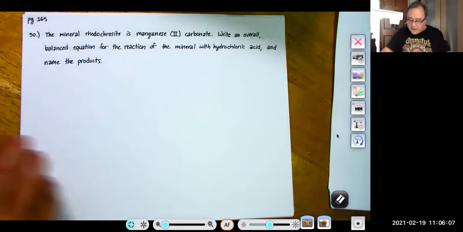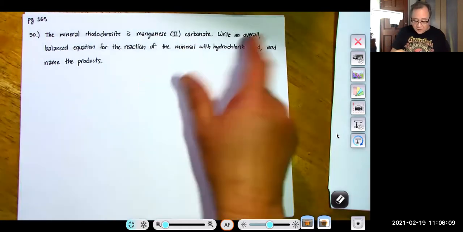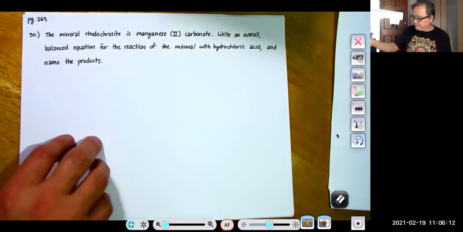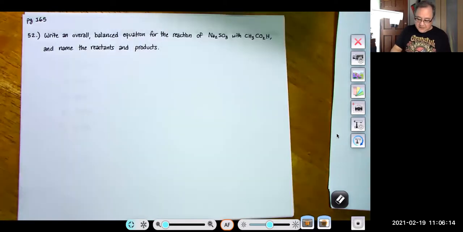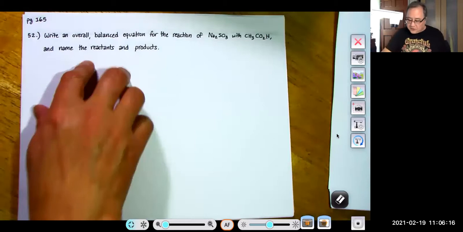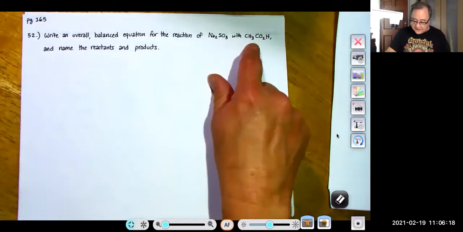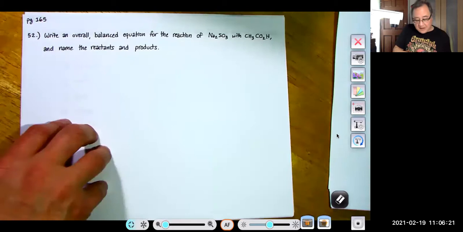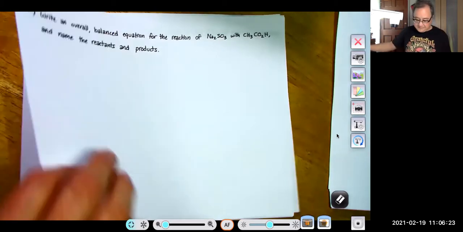Okay, so here we have a carbonate with an acid. This is a gas forming. We're going to skip this one. This one, we have a sulfite with an acid. This is going to be a gas forming. I'm going to let you take a look at that in your book.